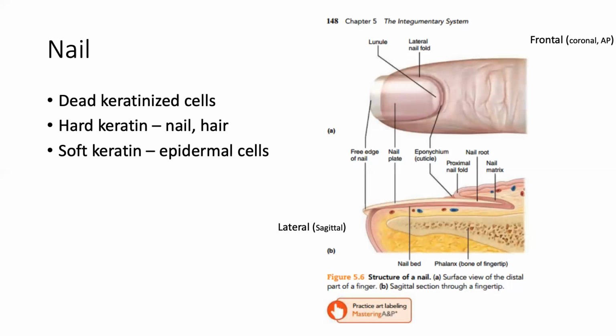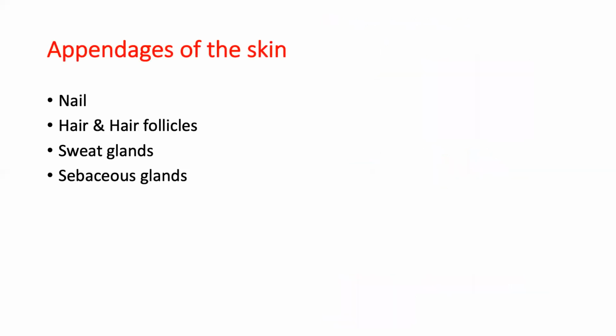So if someone has a nail bed injury, and if you think the nail matrix was split or injured as well, we should be repairing it. Otherwise, we can get a splitting nail or cracked nail. Appendages of the skin include nail, hair and hair follicles, sweat gland and sebaceous gland.